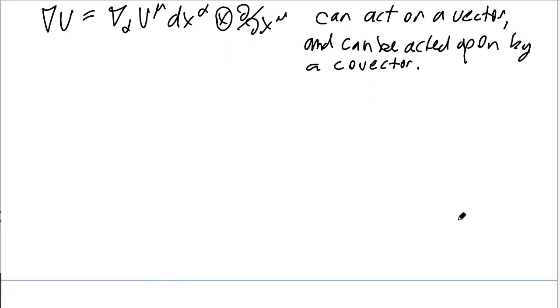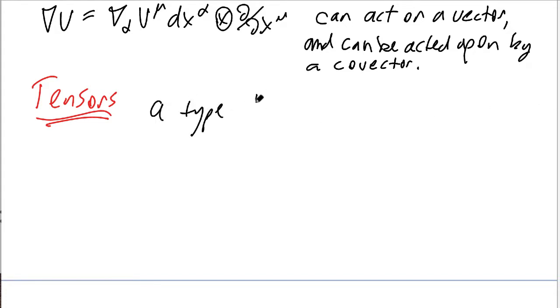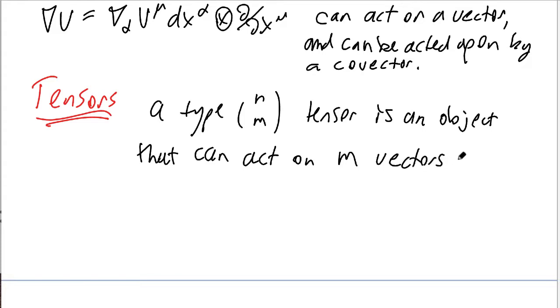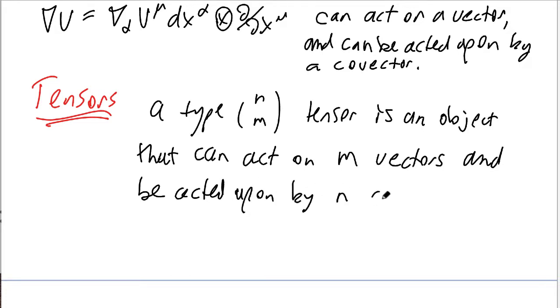So now we come to an important definition of tensors. All right, a type (N, M) tensor is an object or an operator that can act on M vectors and be acted upon by N covectors.